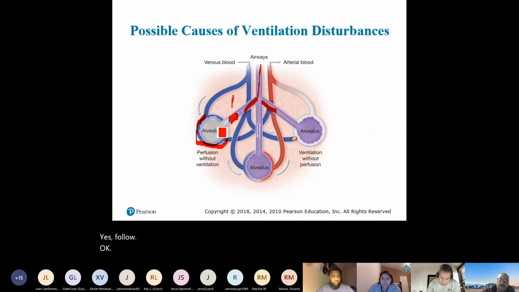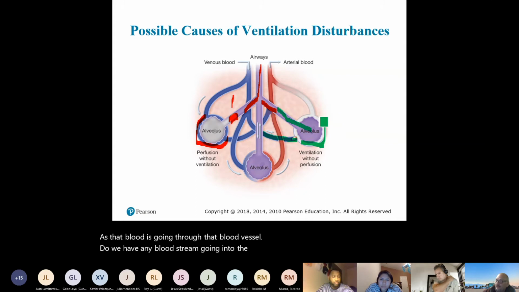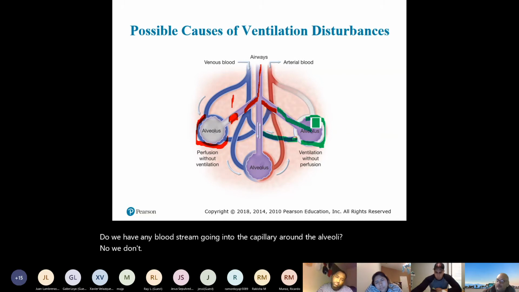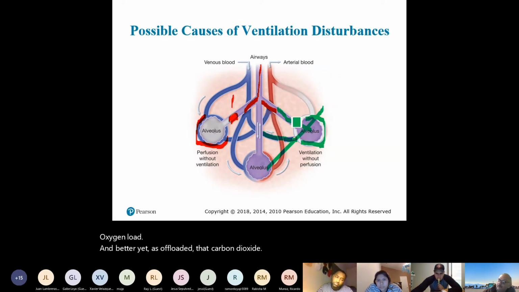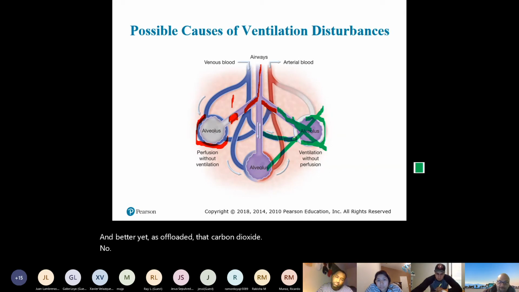Okay. Now let's flip it around. We have air going into alveoli. No wasted air. Let me change color here. We have air going into alveoli, but we have a blood clot, what we call pulmonary embolism, right here. So as that blood is going through that blood vessel, do we have any bloodstream going into the capillary around the alveoli? No, we don't. So is the bloodstream getting that oxygen load? And better yet, is it offloading that carbon dioxide? No. Right? You guys follow?